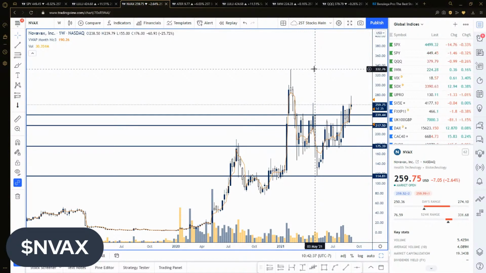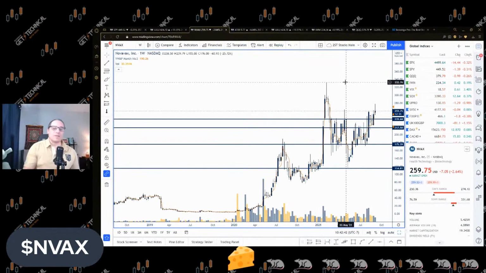other deals. What was reported on the Benzinga Pro app just the other day, they signed a deal with Japan for another 150 million doses. You're going to see more and more of this.